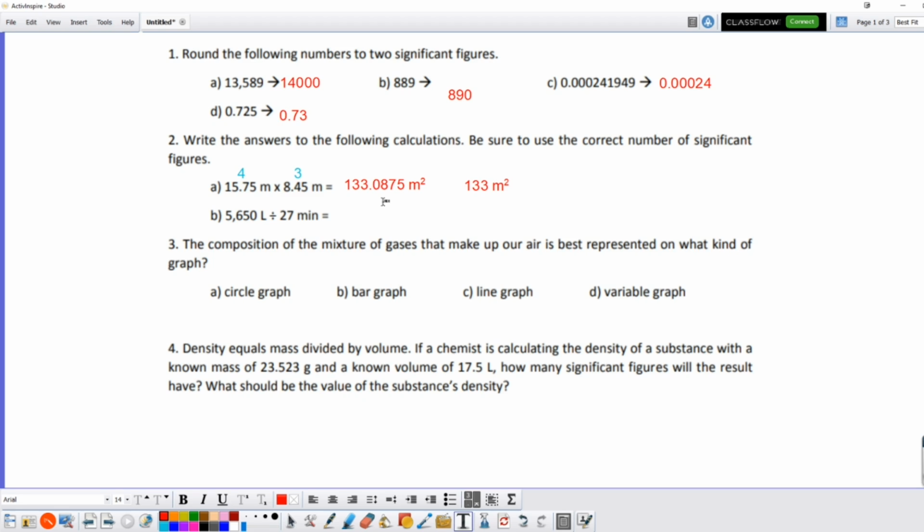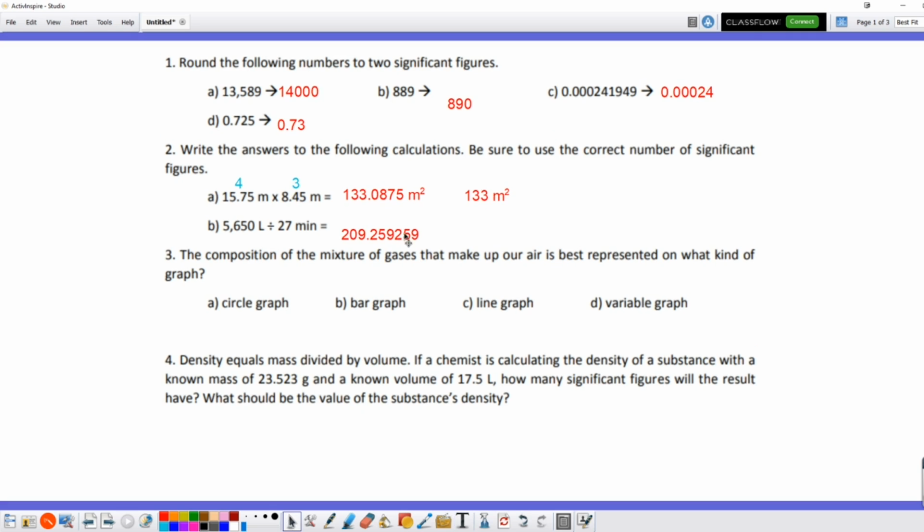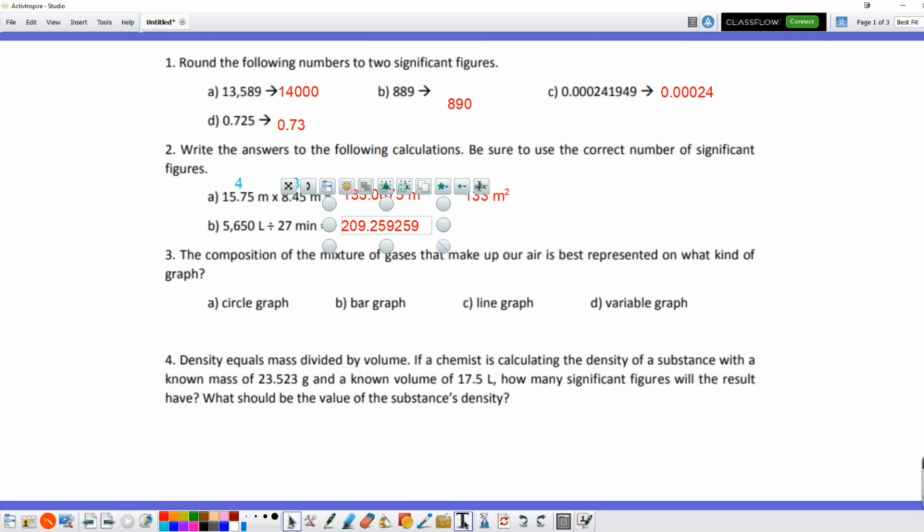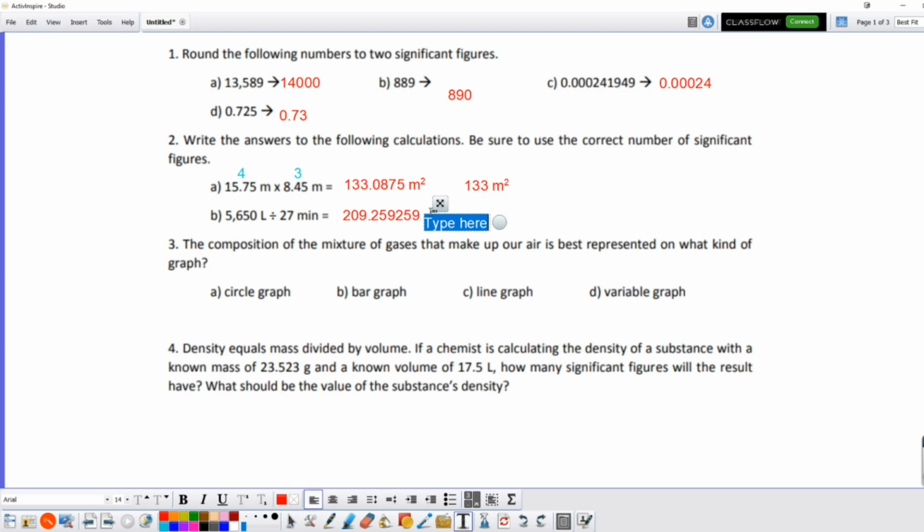The second part, 5,650 divided by 27. If I do that in a calculator, I get a big number: 209.259259 repeating, so on and so forth. So 259 repeats pretty much forever, but that is incorrect. Let me actually put in the unit, can't forget that. This is going to be liters per minute, liters divided by minutes.